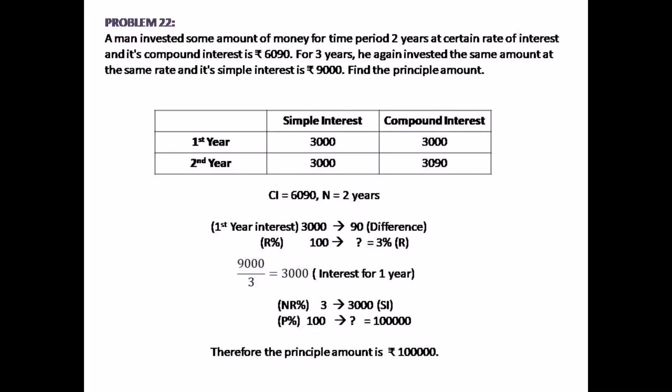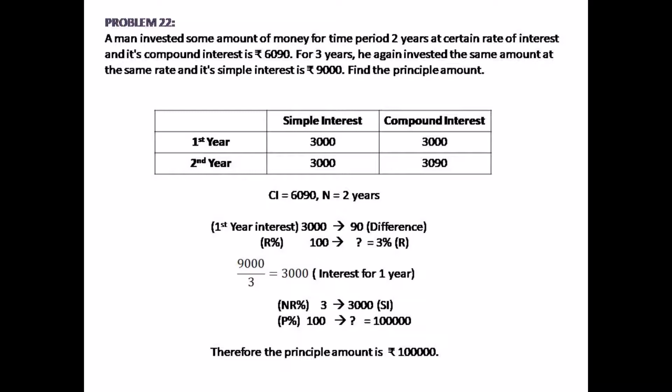A man invested some amount of money for a time period of 2 years at a certain rate of interest, and its compound interest is rupees 6,090. For 3 years, he again invested the same amount at the same rate, and its simple interest is rupees 9,000. Find the principal amount. Given CI equals 6,090, N equals 2 years.